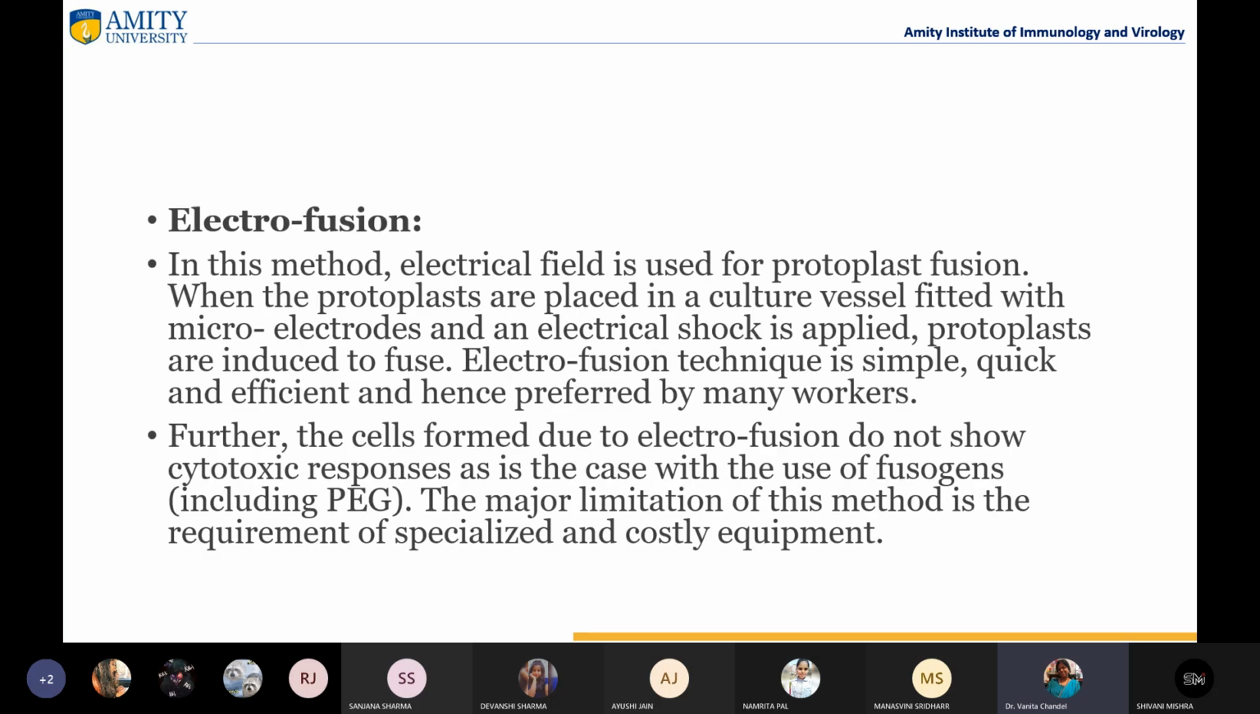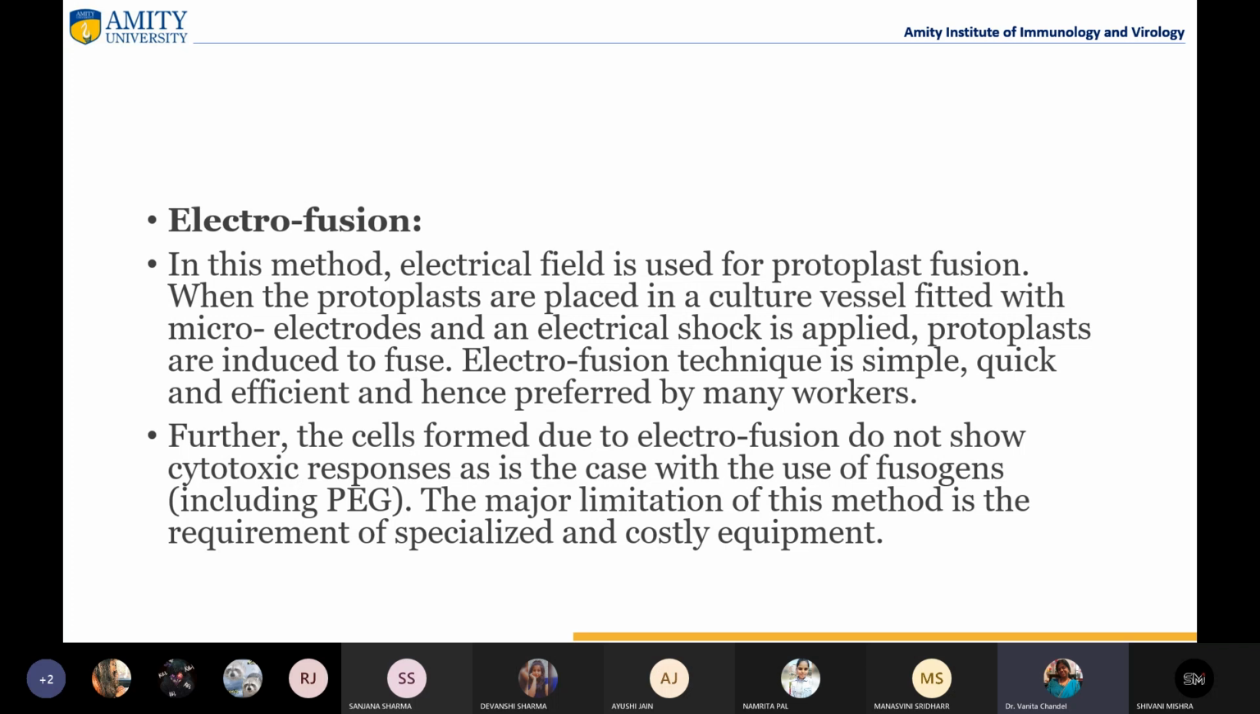Then we have electrofusion also. So in this method, as the name suggests, we use an electric field for the protoplast fusion. When the protoplasts are placed in a culture vessel which is fitted with microelectrodes, and then we apply the electric shock, the protoplasts are induced and they fuse. So this is again a very simple, quick and efficient method, and has been commonly used. Further, the cells formed due to electrofusion do not show cytotoxic responses, as is the case with certain other fusogens such as PEG. So they can show some cytotoxic responses.